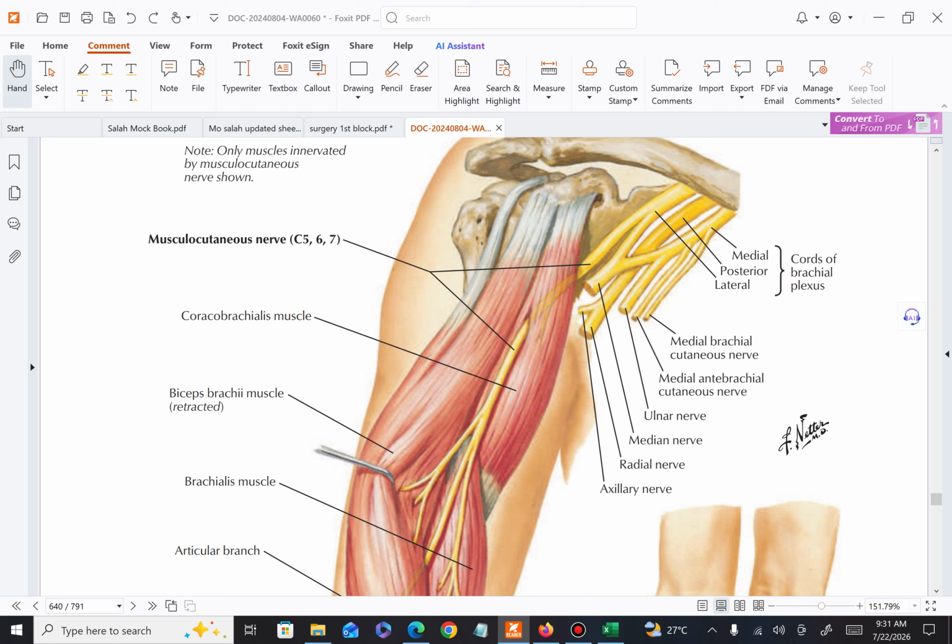Hello, let's discuss the median nerve. The median nerve is one of the terminal branches of the brachial plexus.